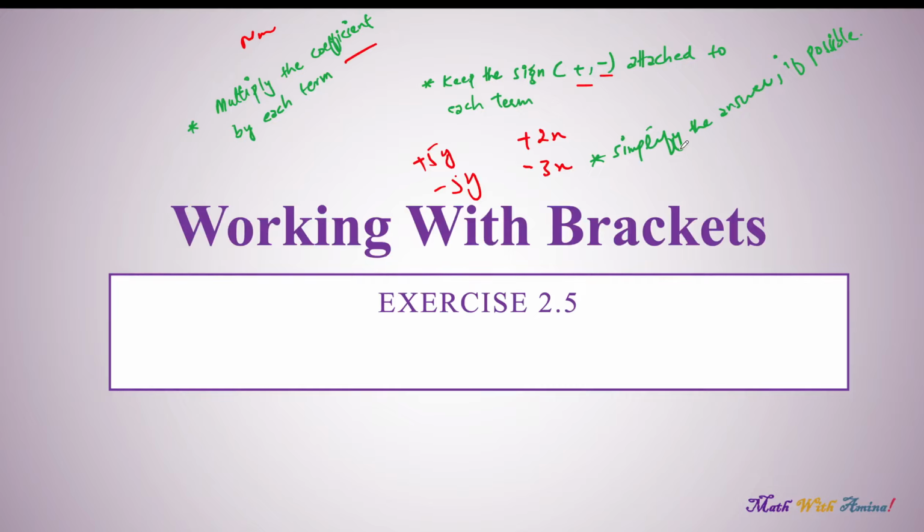And the last rule is simplify the answer if possible. After the brackets are removed by multiplying the coefficient by each term inside the bracket, we see if the expression that we have received after the multiplication can be further simplified or not. If it's possible, we simplify it further. If it's not possible, then that expression is our final answer.